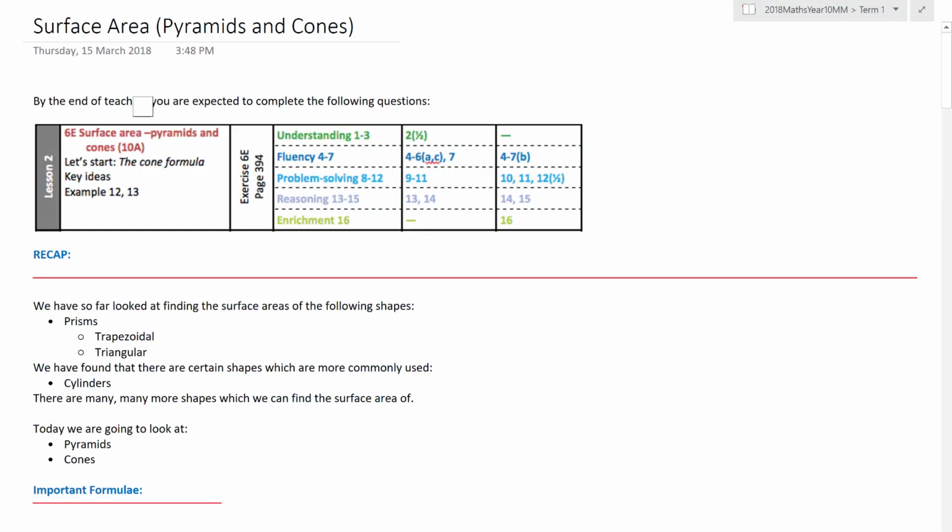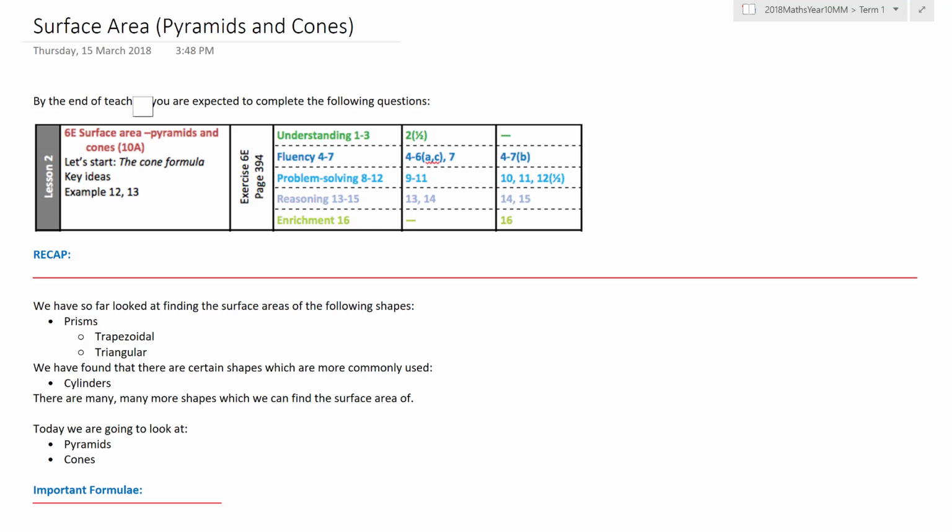Hi and welcome to this lesson today on surface area of pyramids and cones. In the previous lesson we were looking at prisms and cylinders and we're going to keep building on it, and it's only surface area. Later videos in the series look at volume. But again, today just the surface area.